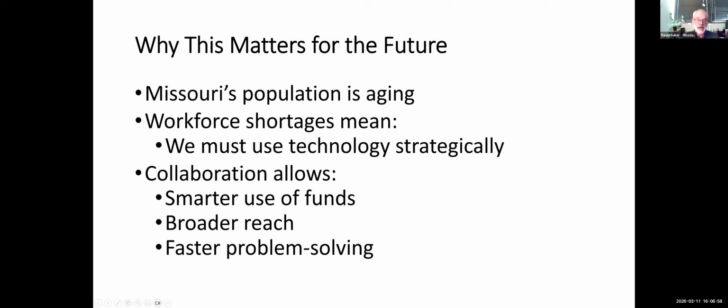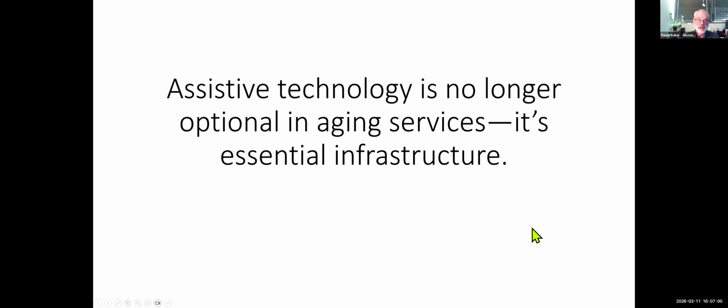And then on the last slide, another broad statement about what we've learned here in Missouri, and that is that assistive technology is no longer optional in aging services. It is now essential infrastructure, and the caregiver program in particular has brought that home to me on pretty much a daily basis. So I will hand it over to Andrea again, and thank you very much.